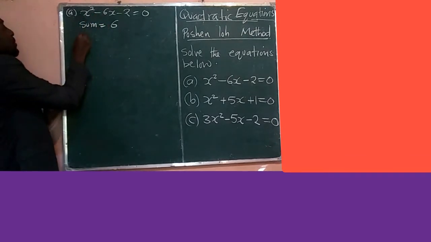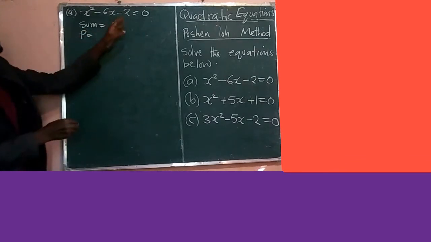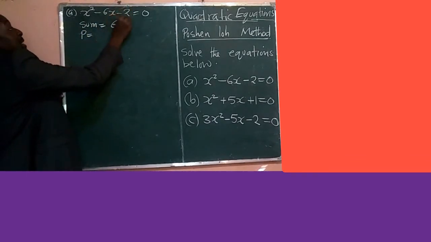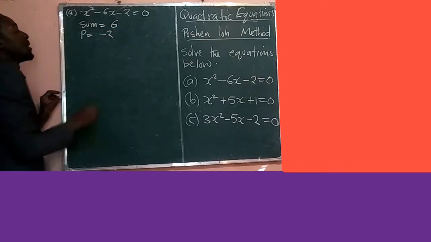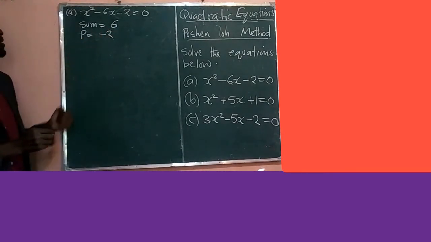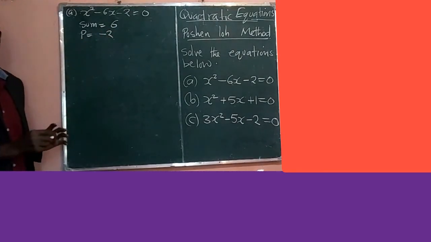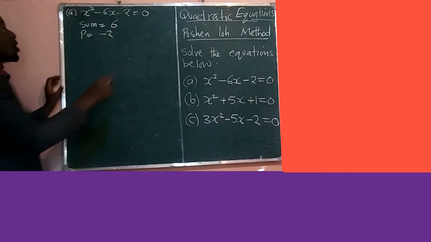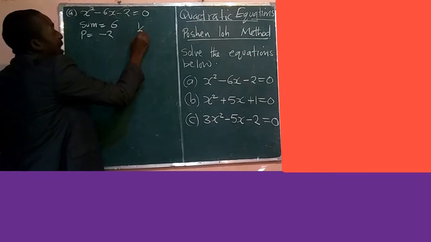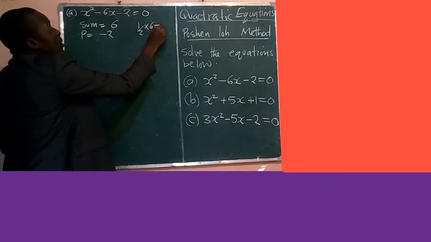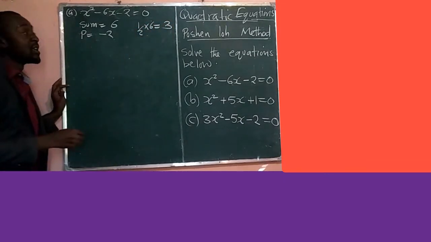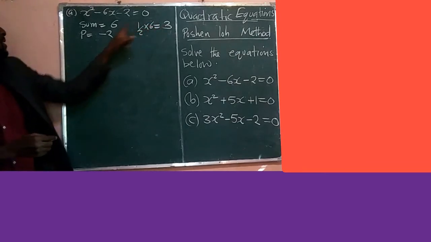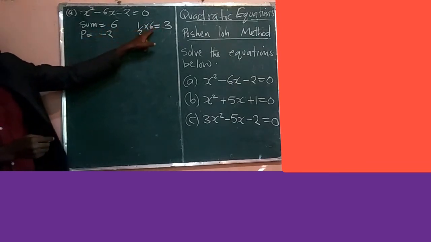And then now you write the product. So the product, you just write it the way it is. It's the constant term at the end there, which is negative 2. And so these are the two that you write. The other thing that you should remember to do is to find half of the sum. So half of 6 will give us 3 in this case. So our sum is 6, so you get half of it.